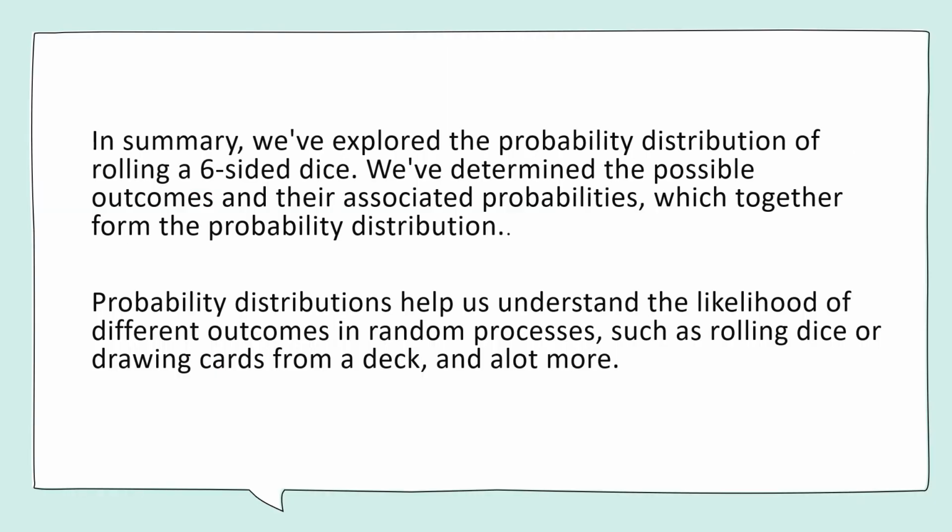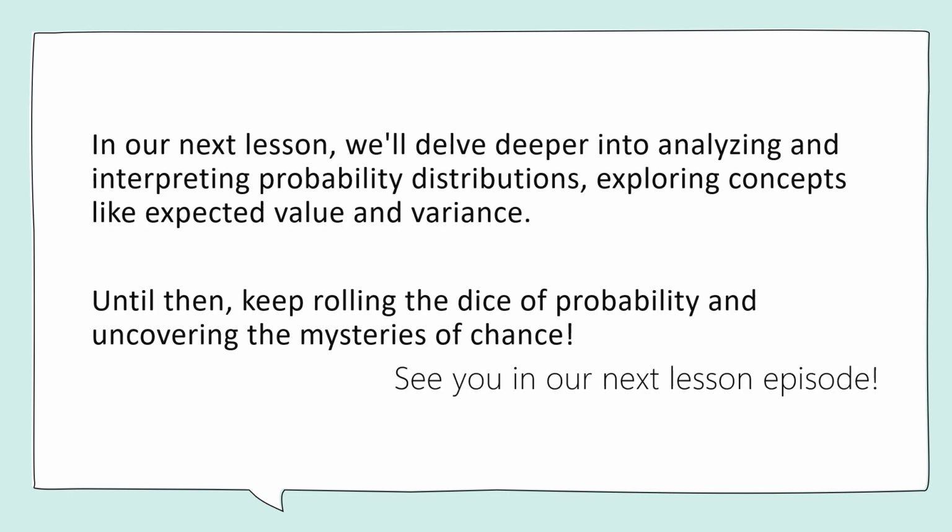In summary, we've explored the probability distribution of rolling a six-sided dice. We've determined the possible outcomes and their associated probabilities, which together form the probability distribution. Probability distribution helps us understand the likelihood of different outcomes in random processes, such as rolling dice or drawing cards from a deck, and a lot more. In our next lesson, we'll delve deeper into analyzing and interpreting probability distributions, exploring concepts like expected value and variance.